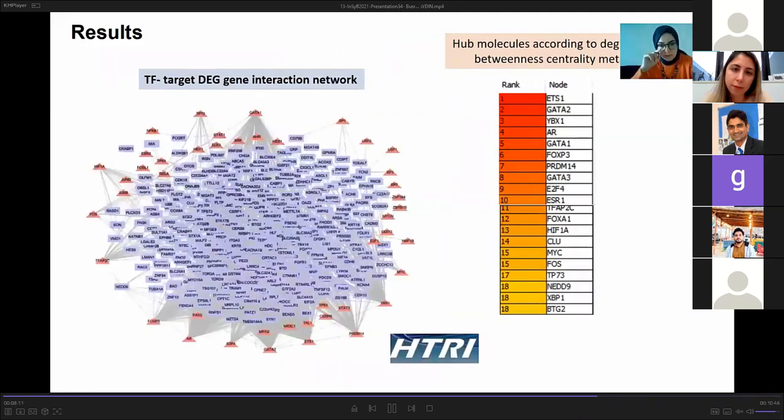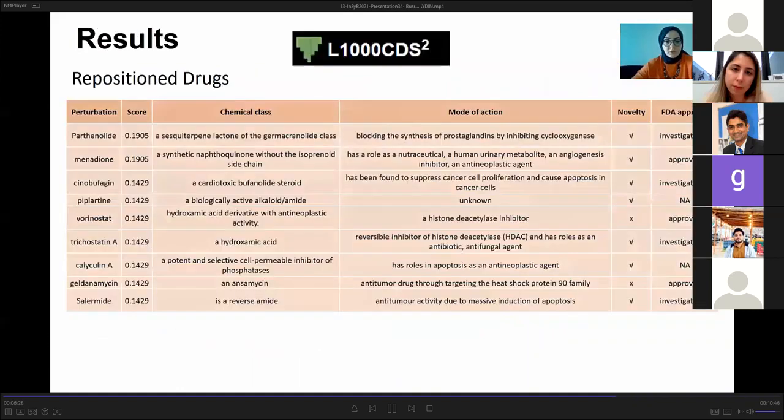Also, an experimentally validated transcription factor and DAG target interaction network was constructed. The information was retrieved from the HTRIdb database. Hubs were also elucidated for this network.